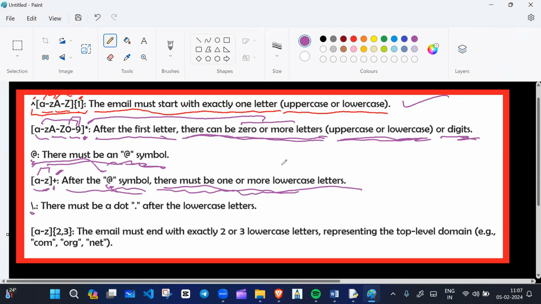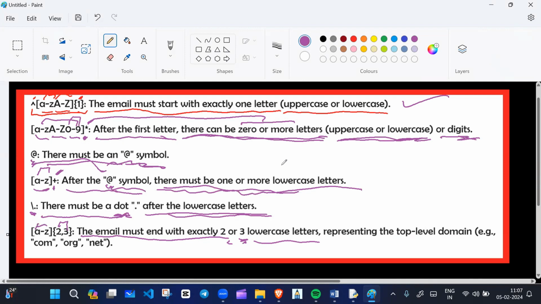And then this backslash dot. There must be a dot. Backslash dot is there. There must be a dot after the lowercase letters, right? What is the meaning of this? A to Z, 2 to 3. The email must end with exactly 2 or 3 lowercase letters. It should end with 2 or 3 lowercase letters.